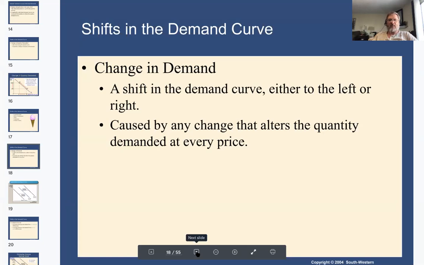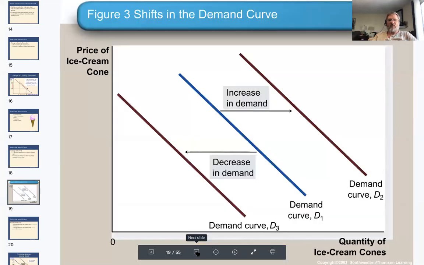So, a little bit of context. This is what it looks like. Our original demand curve is the blue one, and a rightward shift is an increase in demand. And so what you can see is at any particular price, there's going to be a greater quantity demanded than there was before if we have that rightward shift.